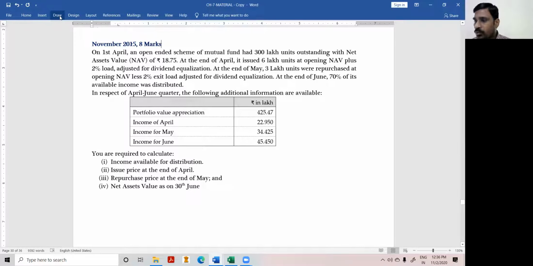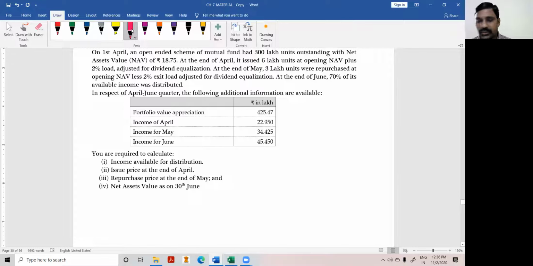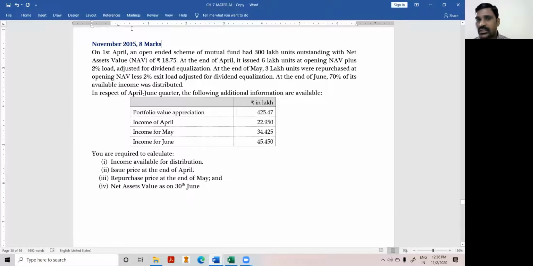Before starting the calculations, let me explain some of the concepts involved in this problem. The first concept is open-ended scheme. What is meant by open-ended scheme? That is the first concept you have to learn. And the second concept is exit load. What is the exit load?